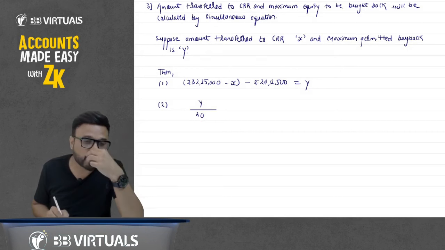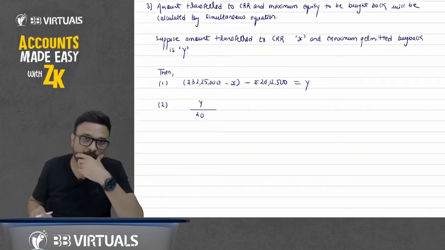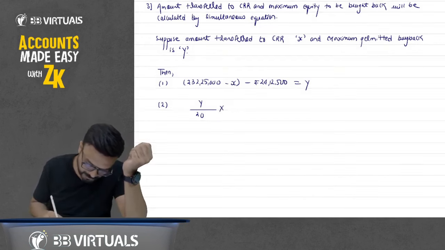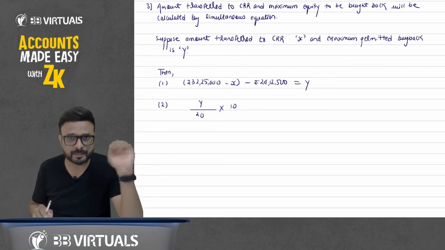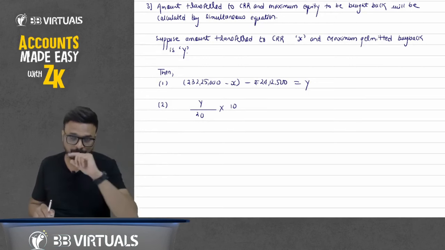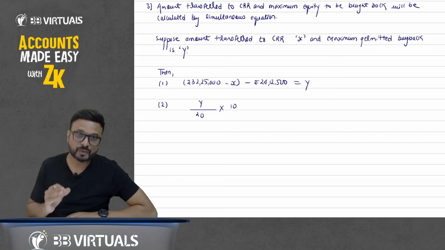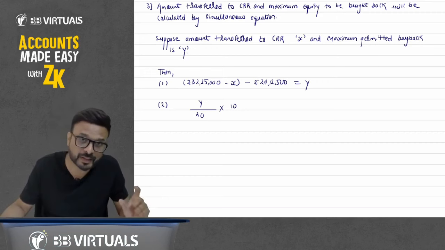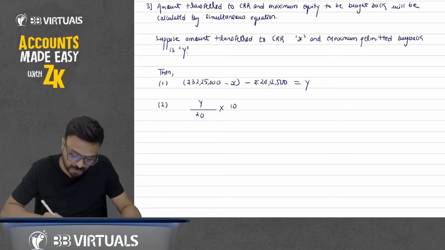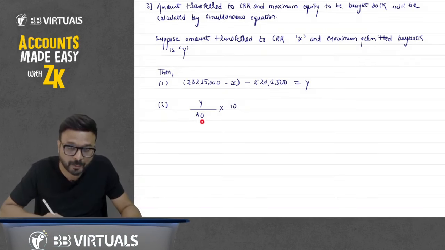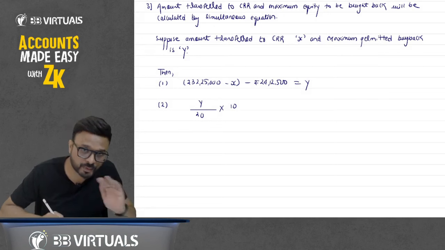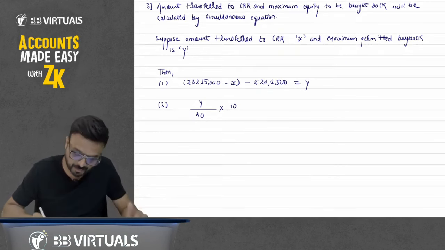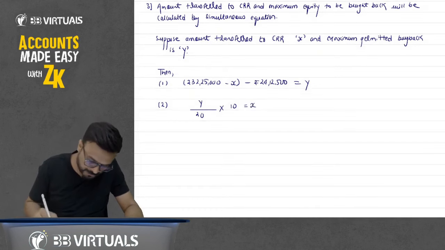So Y divided by 20 gives the number of shares we are buying back. And if I multiply by 10, that is the face value. We have already discussed this in the previous question. What we transfer to CRR is the face value of the shares bought back. The total buyback amount divided by the price we are paying gives the number of shares; multiplied by face value, the amount of CRR will come. We call it X.